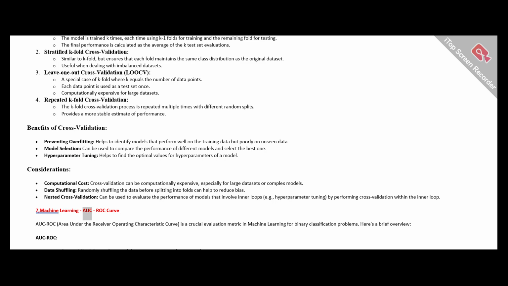7. Machine learning, AUC, ROC curve. AUC ROC, area under the receiver operating characteristic curve, is a crucial evaluation metric in machine learning for binary classification problems. Here's a brief overview. AUC ROC measures the model's ability to distinguish between positive and negative classes. It plots true positive rate, TPR, against false positive rate, FPR, at various thresholds. AUC represents the model's performance, ranging from 0, random guessing, to 1, perfect classification.